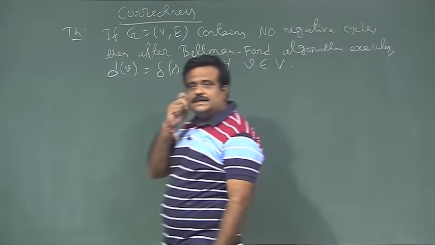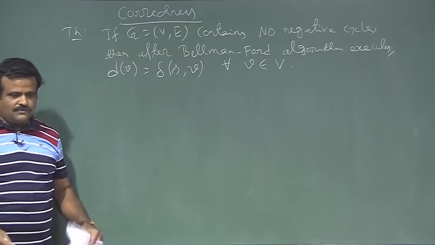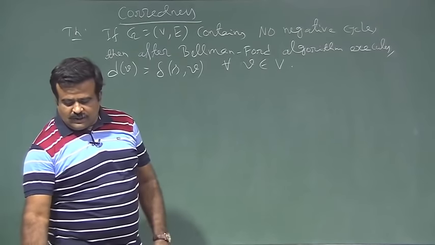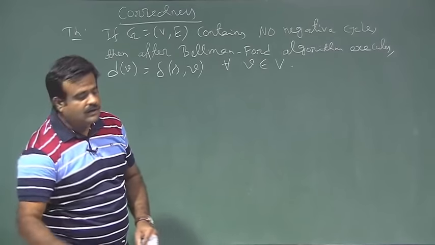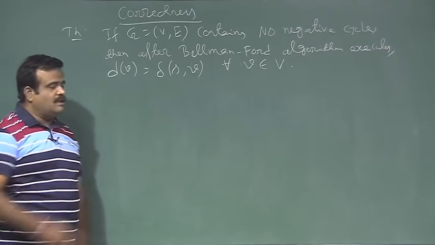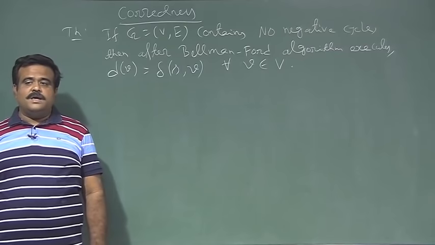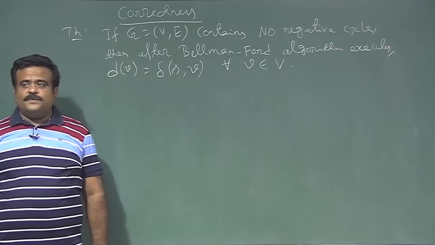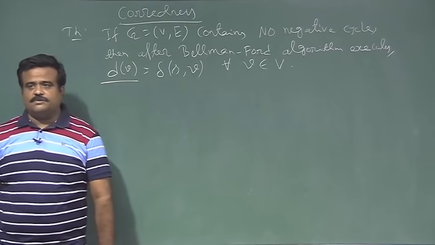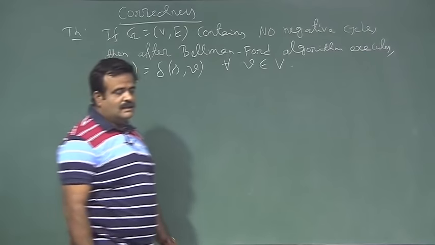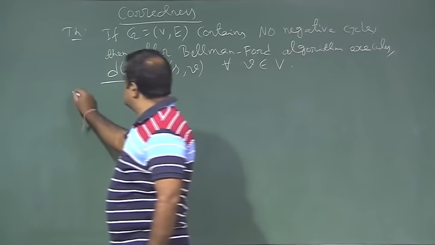What is it telling us? If there is no negative cycle in the graph, that means the shortest path will exist. Now, if the shortest path exists, then after execution of Bellman-Ford for V minus 1 times, it should give us the shortest path weight, and that is basically coming from the d value of each of the vertices. So, that we have to prove, and why V minus 1 times, that we will see soon. Okay. So, how to prove this?